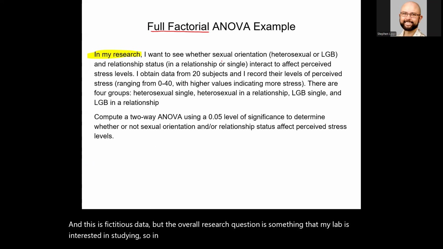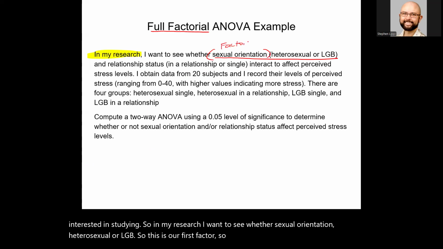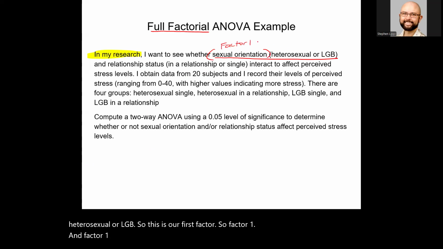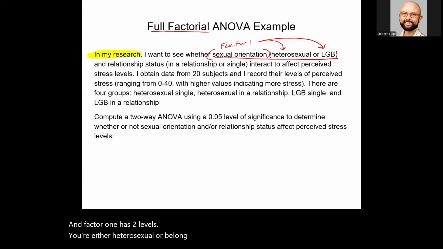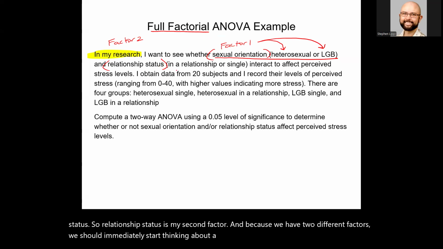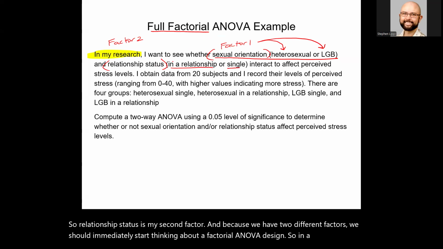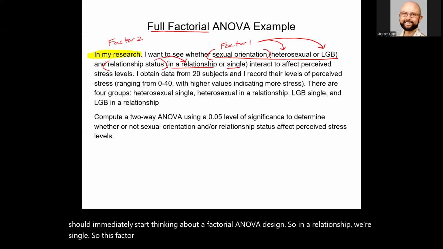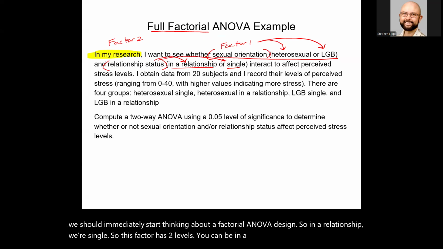So in my research, I want to see whether sexual orientation, heterosexual or LGB, so this is our first factor, factor one. And factor one has two levels. You're either heterosexual or belong to either lesbian, gay, or bisexual. And relationship status. So relationship status is my second factor. And because we have two different factors, we should immediately start thinking about a factorial ANOVA design. So in a relationship or single. So this factor has two levels. You can be in a relationship or you can be single.